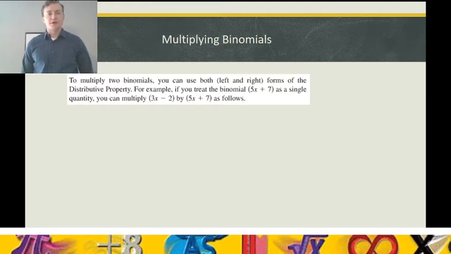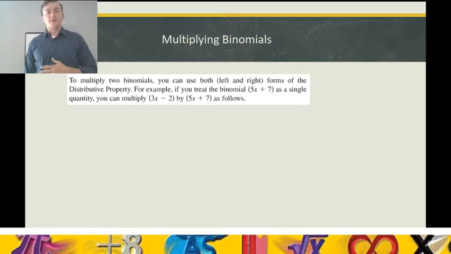It says to multiply two binomials, you can use both the left and right forms of the distributive property. Typically, we see the left distributive property. That's what we've been using thus far. When we distributed the monomial negative 5v, it was on the left side of our polynomial. Therefore, that's invoking the left distributive property. If that lonely monomial factor was on the right side of the polynomial, we still can distribute it to each term in the polynomial in our parentheses. We would just be doing so from the right-hand side.